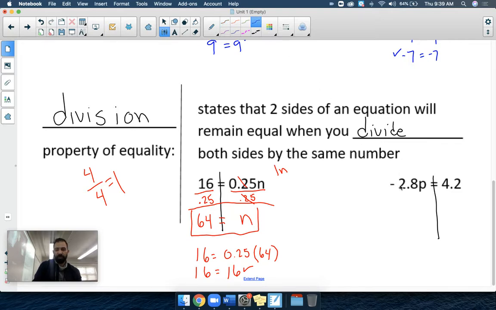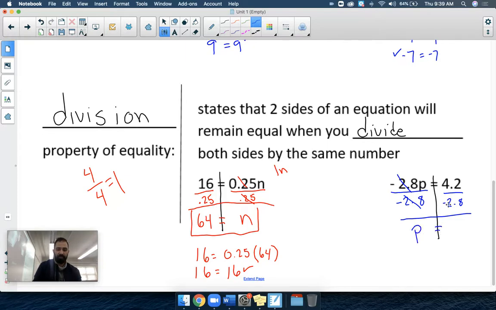What do we do first? We need to get rid of anything next to the variable. Our variable is p, so we need to get rid of negative 2.8, and that's negative 2.8 times p. Let's get rid of that. Since we're multiplying, we're going to do the opposite, and divide. We're going to divide both sides by negative 2.8. Remember, same number on top and bottom, they just cancel out. It's just 1, so we're left with p.